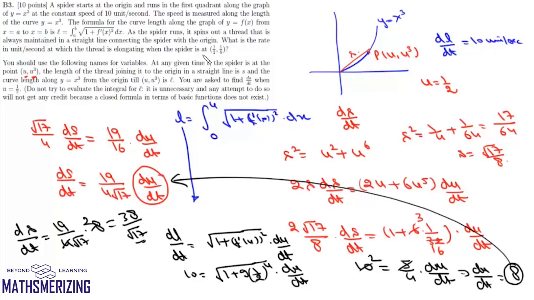So the rate of elongation of this web will be 38 upon root 17 units per second.